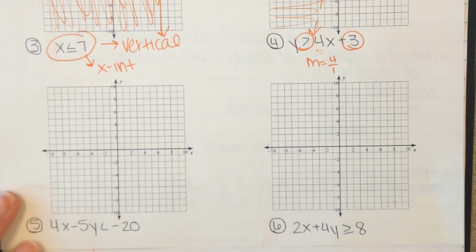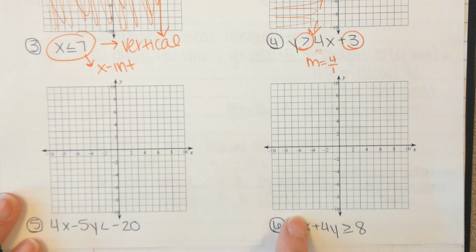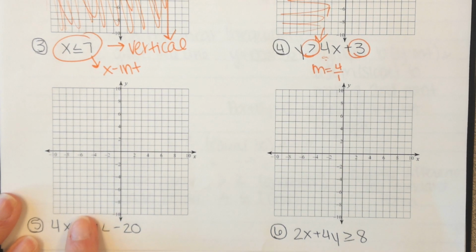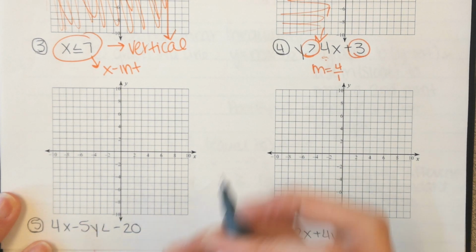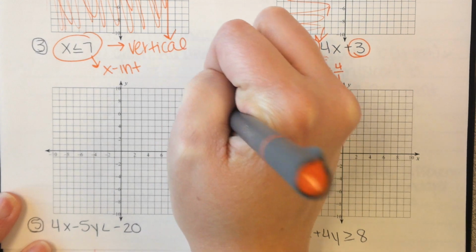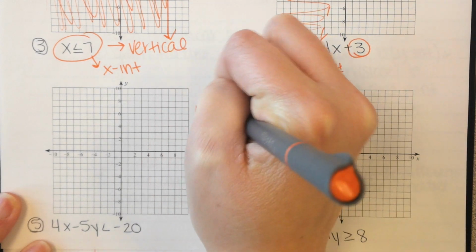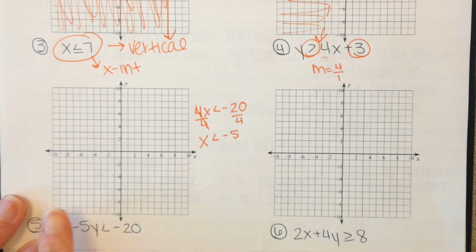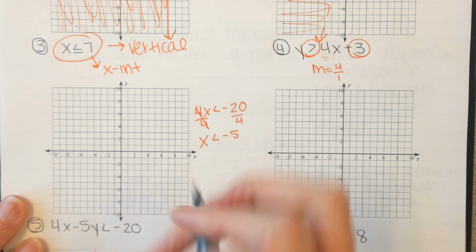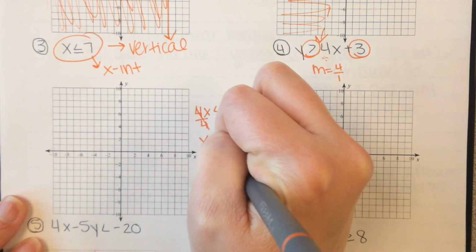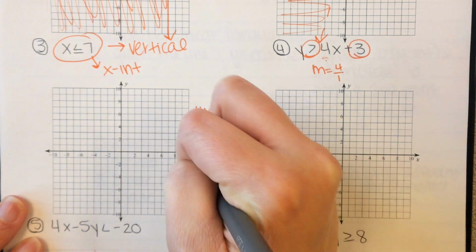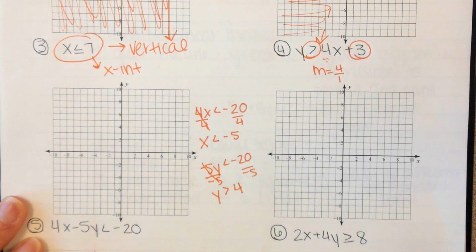Now, our last 2 are a little bit different. They are in standard form, so I'm going to have to find each intercept. So for number 5, first I'm going to do x. So I have 4x is less than negative 20. I'm going to come over here to the side. If I solve that, I get x is less than negative 5. Okay. The other one is negative 5y is less than negative 20. I'm going to divide by negative 5, and I get y is greater than 4.